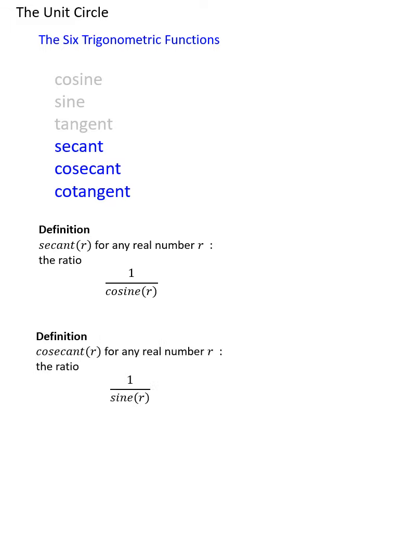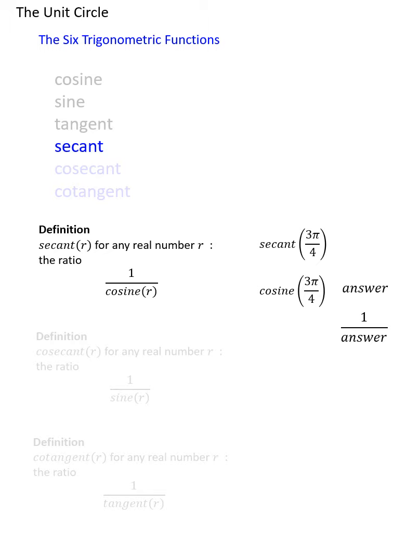So, I'm not going to do an example in this video. There's no reason to clutter your brain with more information at this point. But suffice it to say that the last three are easy to calculate if you can do the first three. For example, if I were asked to do the secant of 3 pi over 4, I'm not going to do it here, but if I were asked to do that, I would find the cosine of 3 pi over 4, and I'd get some answer. And then I would do 1 divided by that answer. That's the definition of secant.